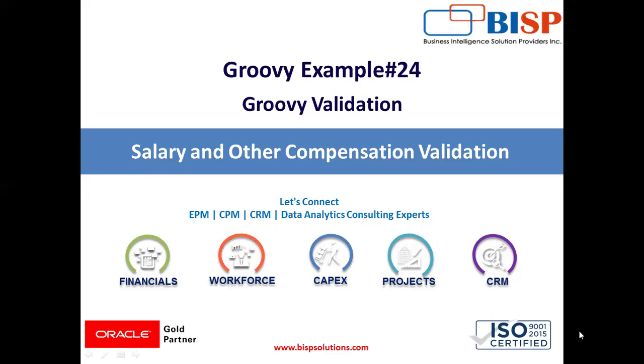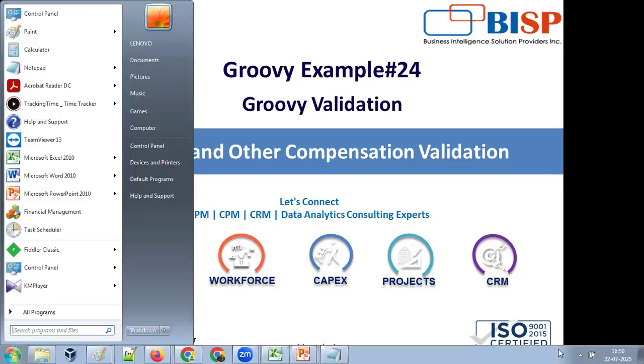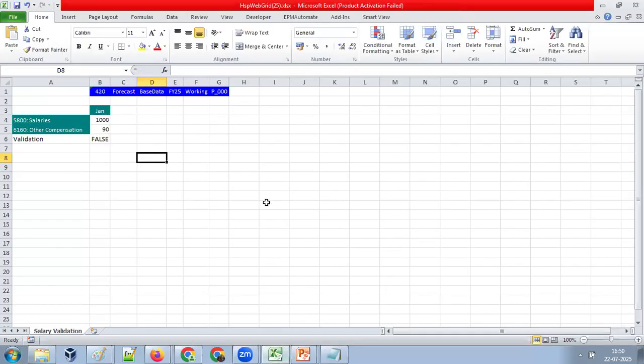So I'm going to apply data validation in Dataform using a Groovy script. First, we look at the requirement. I have a requirement from the customer in Excel form. The form was quite big, so to make it simple, I keep only two accounts: one account called salaries and another account called other expenses, other compensation benefits.